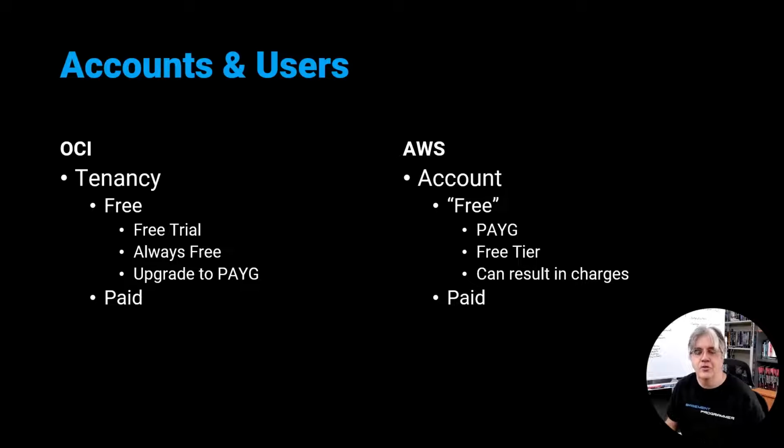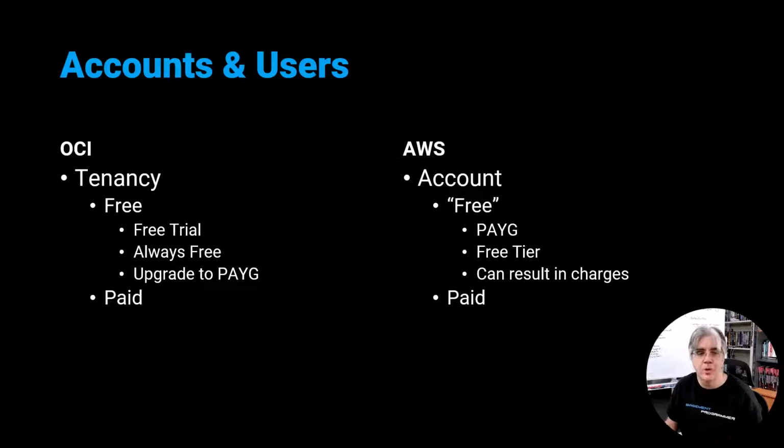OCI's free tier starts you off with $300 worth of credit for 30 days, and then transitions into what's called the always free. This means that you can't accidentally end up with a bill and you get access to a set of services that are ongoing. As the name suggests, always free includes access to a certain amount of free usage.